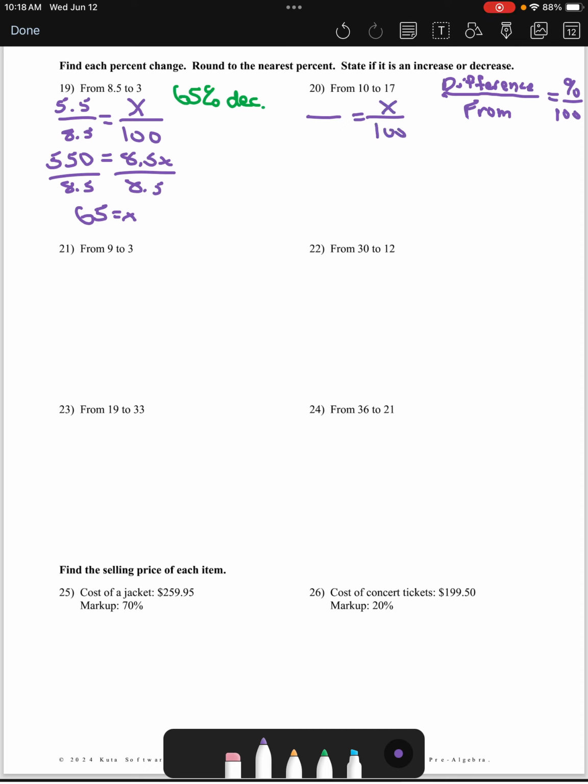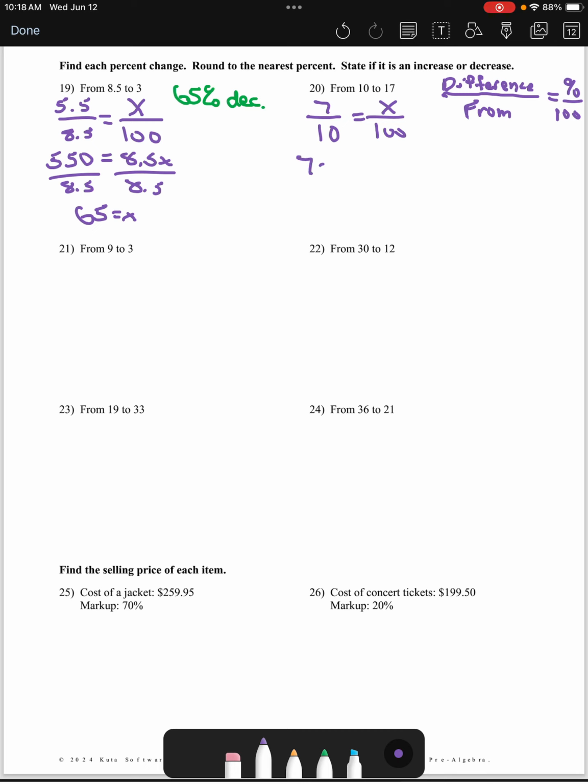So percent change problems can always start with a fraction bar equals x over 100. On the left side, the top part of the fraction is the difference of the two numbers. And always positive. Always bigger minus smaller. I don't care what order they're shown to you. So here 17 minus 10 is 7. Our denominator on the left side is the from number, which is the 10.